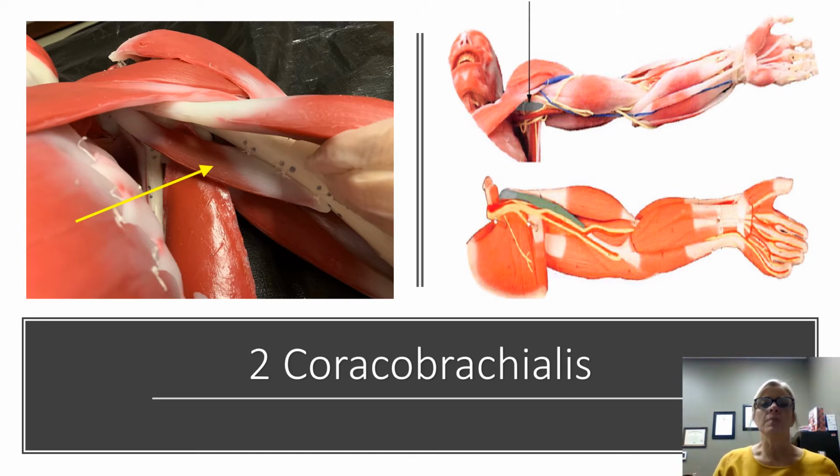The origin is going to be that coracoid process on the scapula, and the insertion is going to be that medial shaft of the humerus, kind of mid-length of the humerus. And so you can see in the lower picture, let's see if I can get the highlighter to show up. In the lower picture here, well, it's a pin, but anyway, you can see there it's inserting right into the middle. And you can also see that really well here where it's actually shown on the humerus.